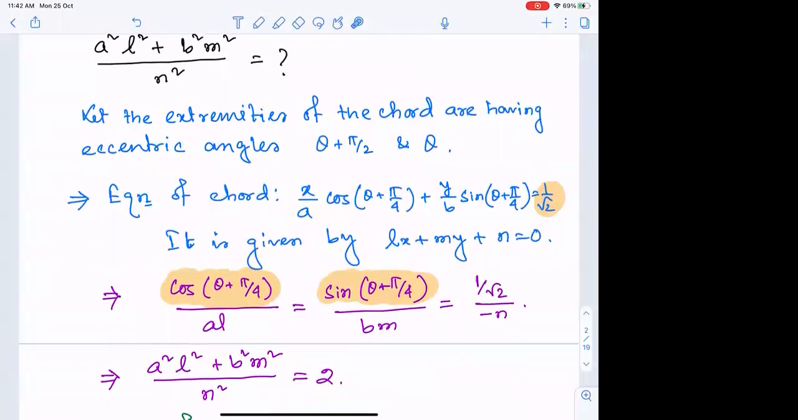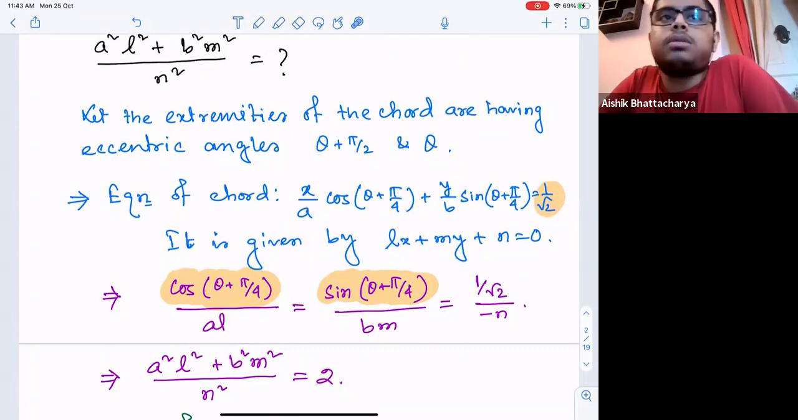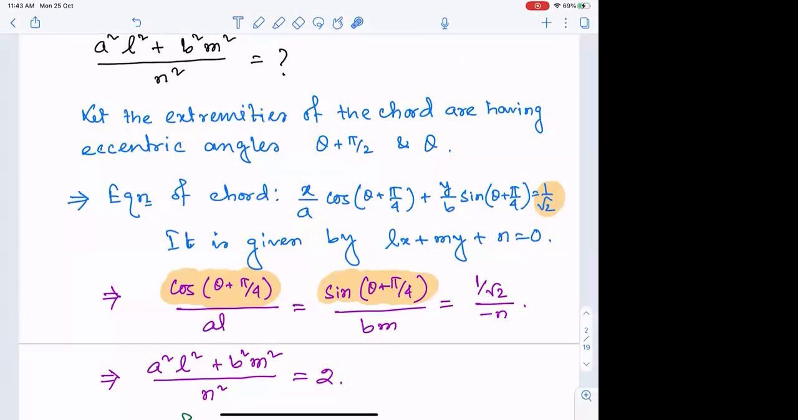And hence, if we go for cos square plus sin square is equal to 1, it gives us a square L square plus b square m square by 2n square is equal to 1, or simply, when the denominator is just n square, the value will be 2. Is that okay with everyone? So this type of application is clear to all?